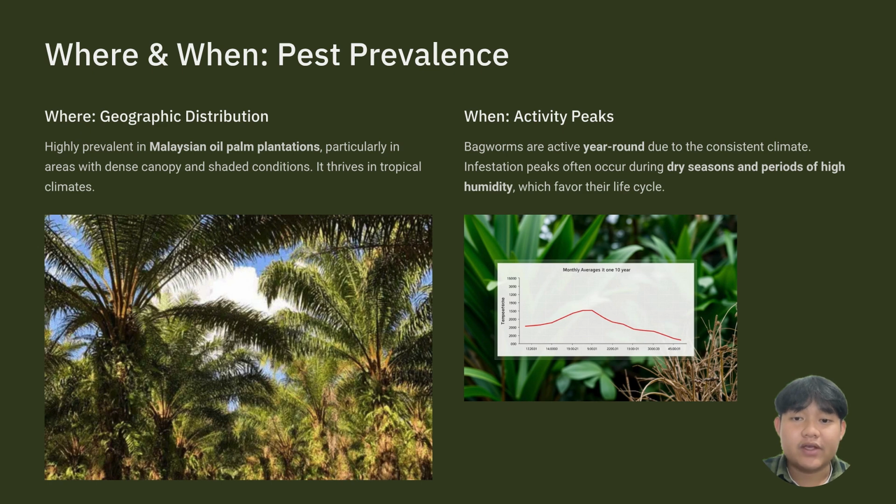When are they most active? Interestingly, bagworms are present all year round due to Malaysia's consistent tropical climate. However, peak infestations usually occur during the dry season and periods of high humidity. These conditions support faster egg development and larva activity, leading to more frequent and severe outbreaks if left unchecked.